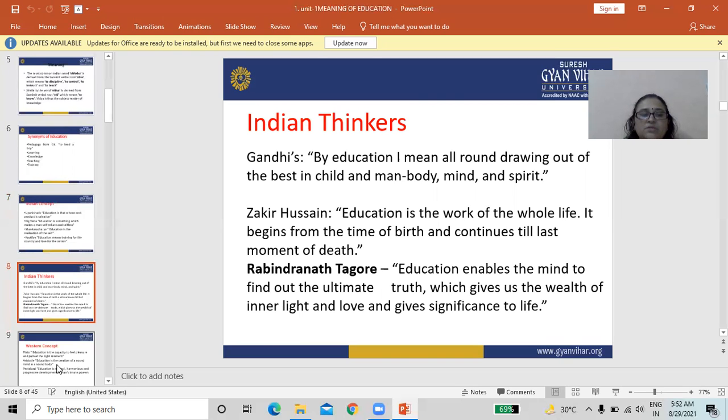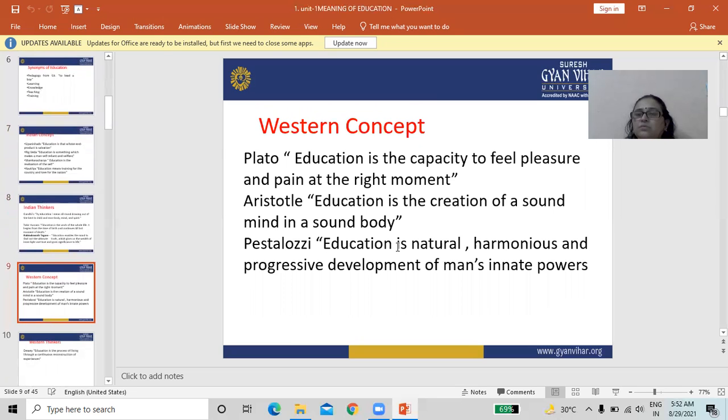Now we will discuss Western concept, Western thinkers' definition of education. First we will discuss Plato's definition. Education is the capacity to feel pleasure and pain at the right moment, according to Plato.